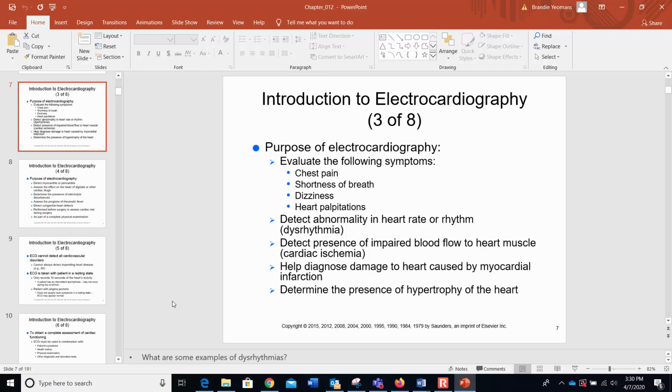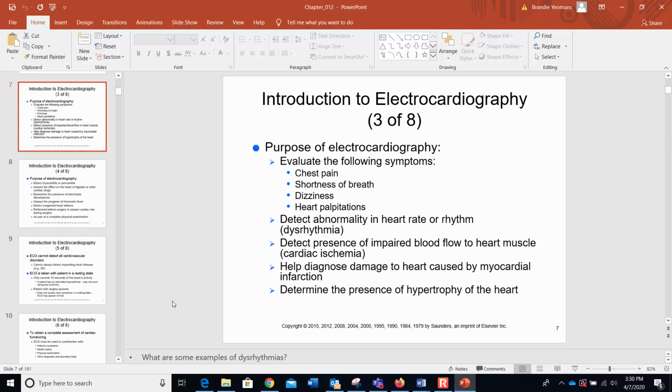So one of the first things that we can see is a dysrhythmia. Remember from terminology, dys is abnormal, difficult. So we might see a rhythm or heart rate that is abnormal. We also can detect if there is any ischemia. And remember, ischemia is the absence or the impaired sluggish blood flow to an area.